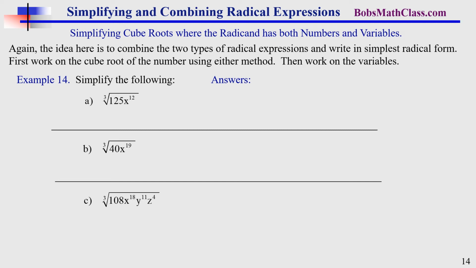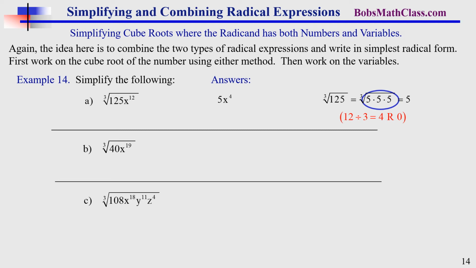Cube root of 25, that's 5. And then 3 goes into 12 4 times, no remainder. So 5x to the 4th. If you did the tree, there's 3 5s, so you circle the 3 5s. The 5 is running in front, and there's nothing left inside, so that's why there's no radical at the end. How about the next one?